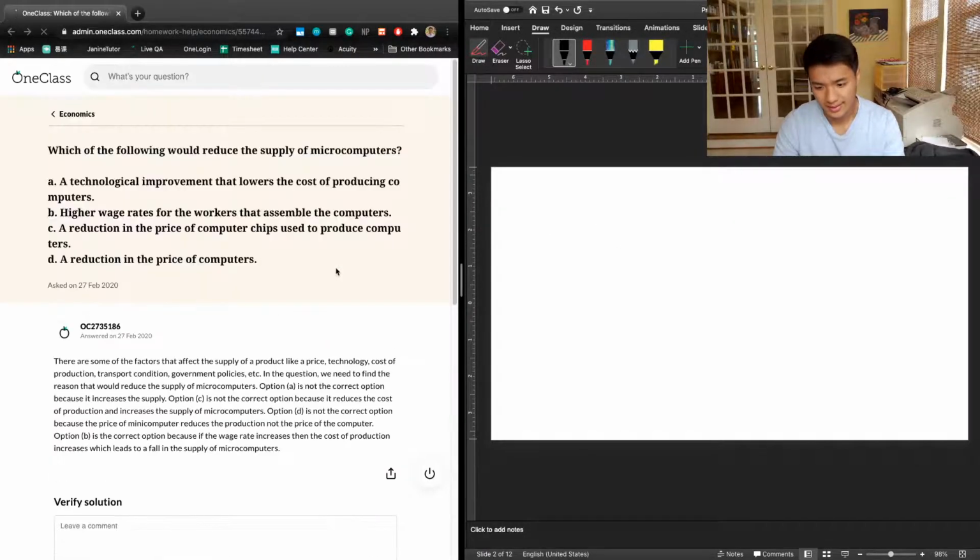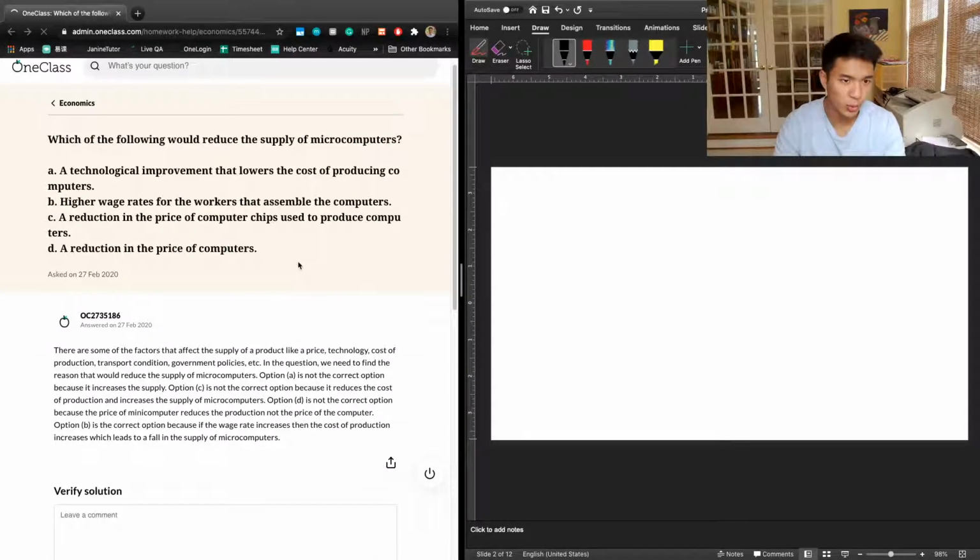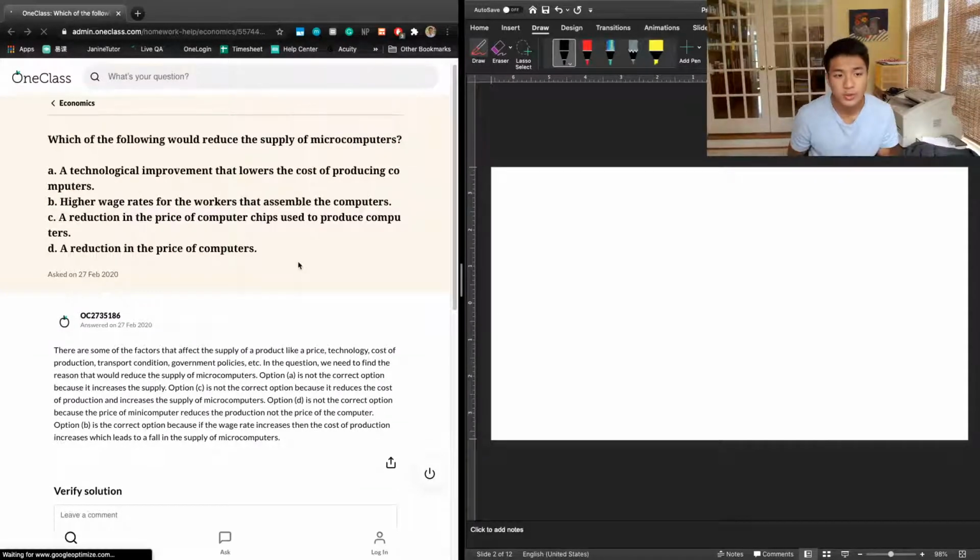Okay, let's take a look at the next question. So the next question says, which of the following would reduce the supply of microcomputers? A, a technological improvement that lowers the cost of producing computers. B, higher wage rates for the workers that assemble the computers. C, a reduction in the price of computer chips used to produce computers. Or D, a reduction in the price of computers. And so let's take a look at it and break this down.